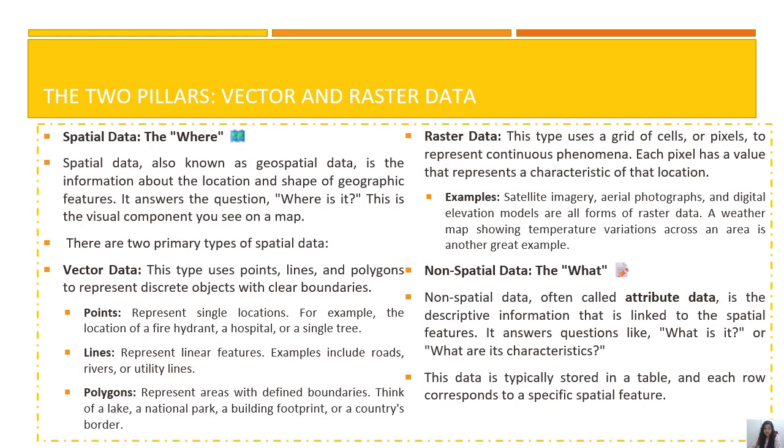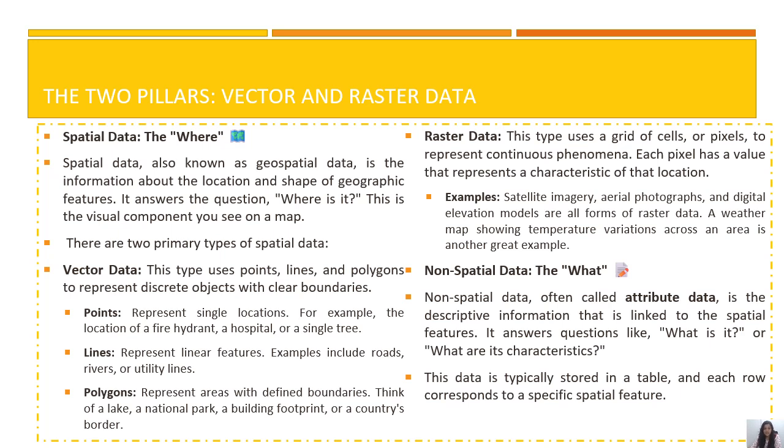As I said, there are a few pillars of GIS, and those are vector and raster datasets. Spatial takes you to a place where you have to know where the data comes from. If you have data, what does the data mean? What is the data's information, like the location, the shape, the geographical feature, where is it? This is the visual component that you're going to see on the map. There are two types of spatial data, as we said: one is vector, another one is raster data.